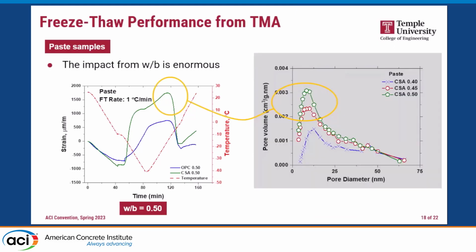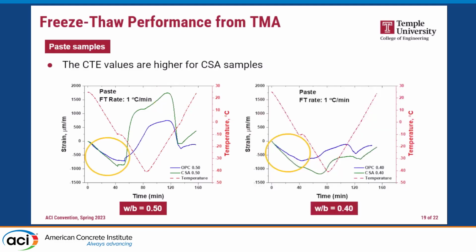So again, if we want to connect this to the pore size distribution, the secondary hump we are seeing here is because we have this peak at the lower pore size for the CSA, and for freezing the water inside the smaller pores, we need a lower temperature. That's the reason for this second hump we are noticing in the CSA compared to OPC samples. The CTE values, the coefficient of thermal expansion, for CSA is higher compared to OPC in both systems.